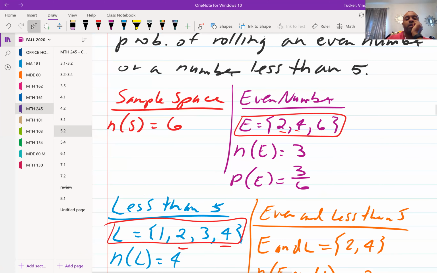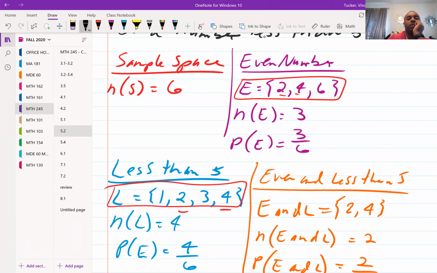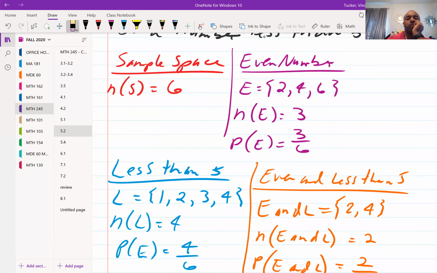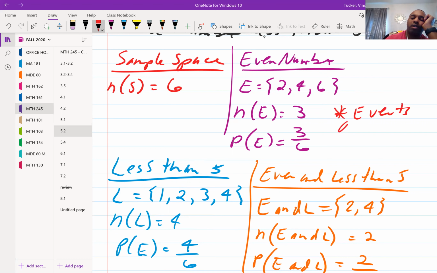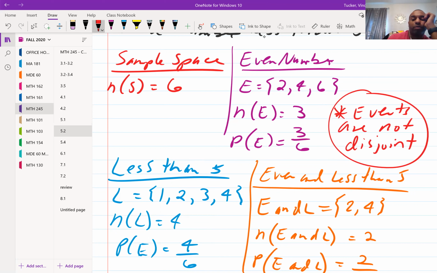Now the probability of getting a number less than 5 is 4/6. Let me erase these boxes though. So we have our even number probability right here, and our less than 5 probability right here. Notice that these events are not disjoint, because they have two numbers in common. They have 2 and 4 in common.